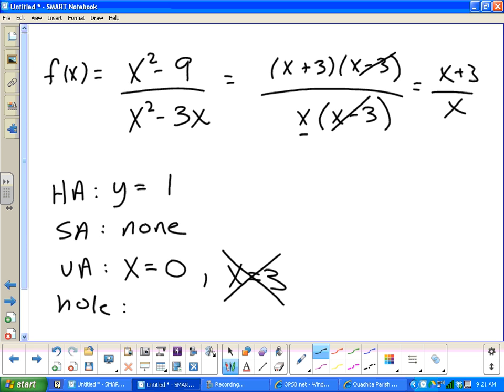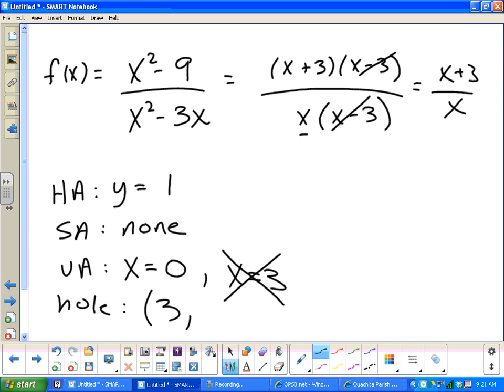All right, so here's the thing. A hole is a point. Okay? And 3 is the x coordinate only. All right, so a hole is going to have the format x comma y. So it's going to be 3 comma something. Now, what I have to do though is find out what the y coordinate is. It's not 0. Okay, so let's see if you can figure it out.